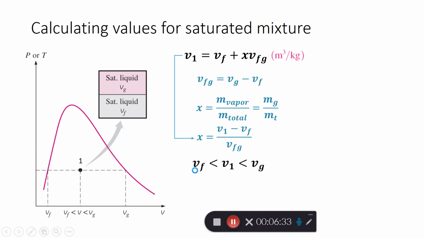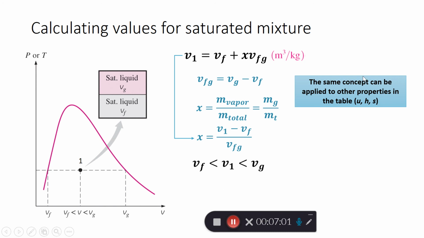All right. Now, a very important criterion: V1, or V of a mixture, is always in between Vf and Vg, which is very clear on the P-V or T-V diagram. This is Vf, this is Vg, and V1 is always in between. It cannot be more than Vg. It cannot be less than Vf.